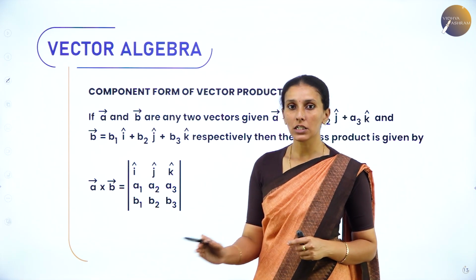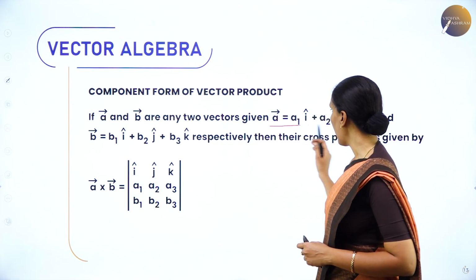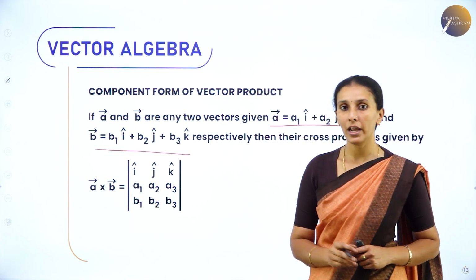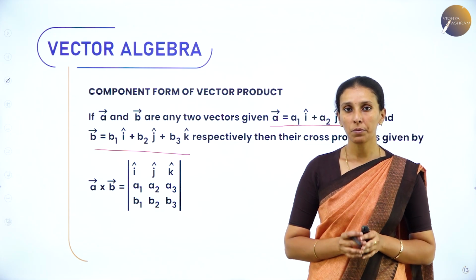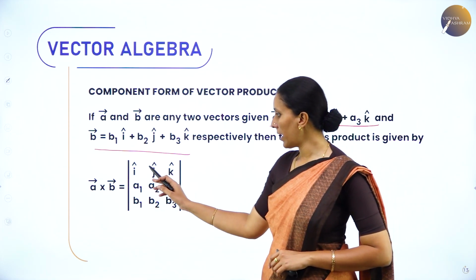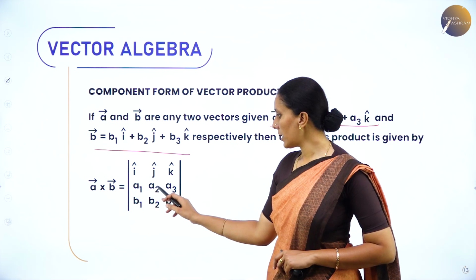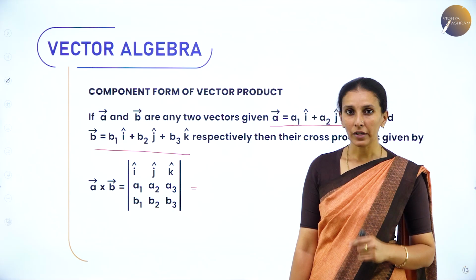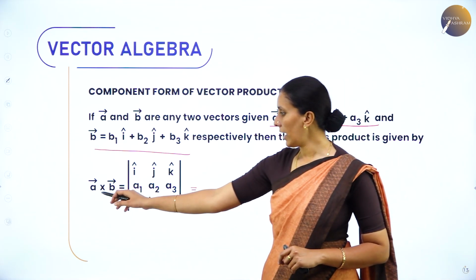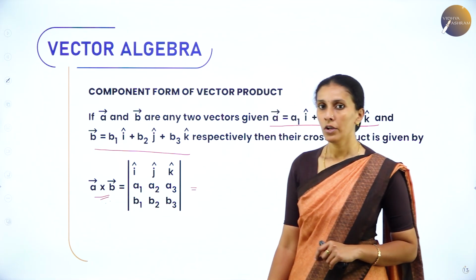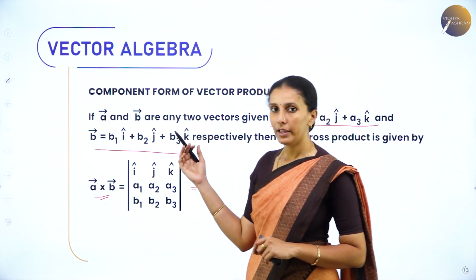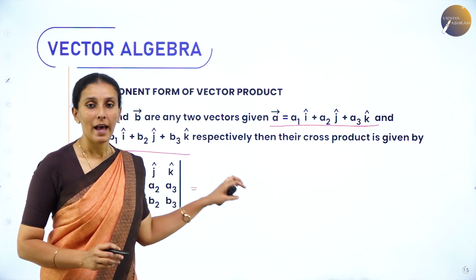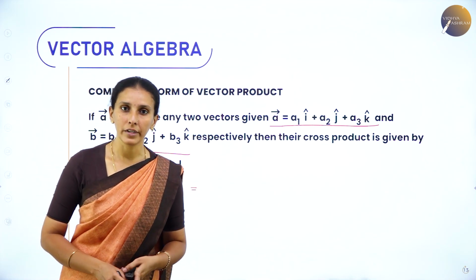So here we have considered two vectors, vector A, A1i, A2j, A3k, and vector B, B1i, B2j, B3k. Now the cross product of vector A and vector B is given by i, j, k in the first row, A1, A2, A3 in the second row, B1, B2, B3 in the third row. So we will get the cross product of A and B. If we multiply this with the help of the binomial product, we'll get the expansion which is the same as when you expand in terms of determinants.